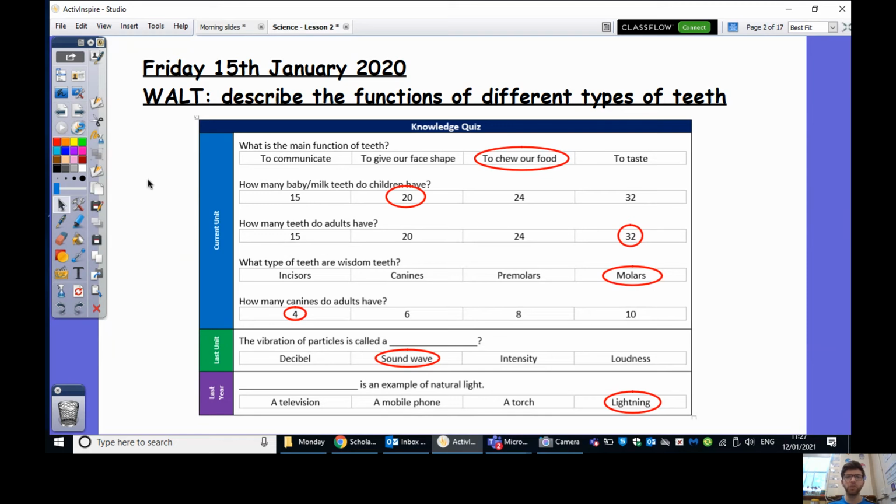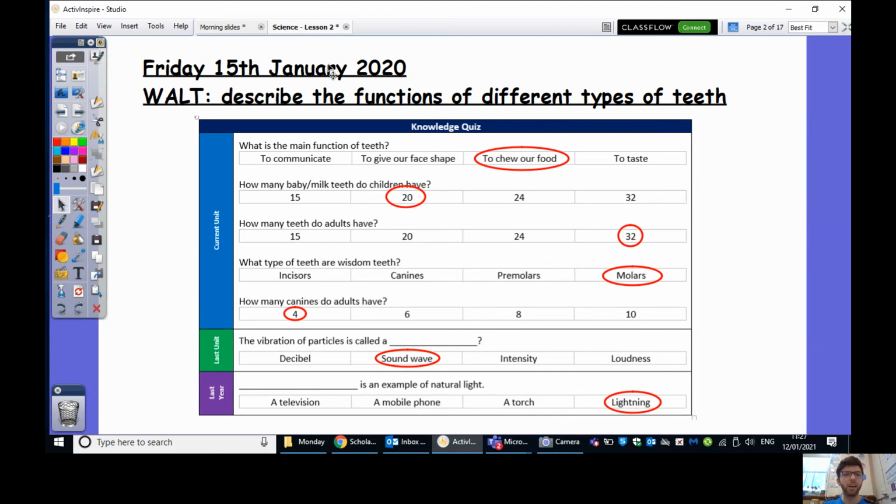So to chew our food is the main function of teeth. Children have 20 milk or baby teeth, 32 adult teeth. Wisdom teeth is just another name, it's a type of molar. The vibration of particles is called a sound wave. And lightning is the example of natural light. All the others are man-made. So hopefully you did well. Make sure you've marked those before we move on.